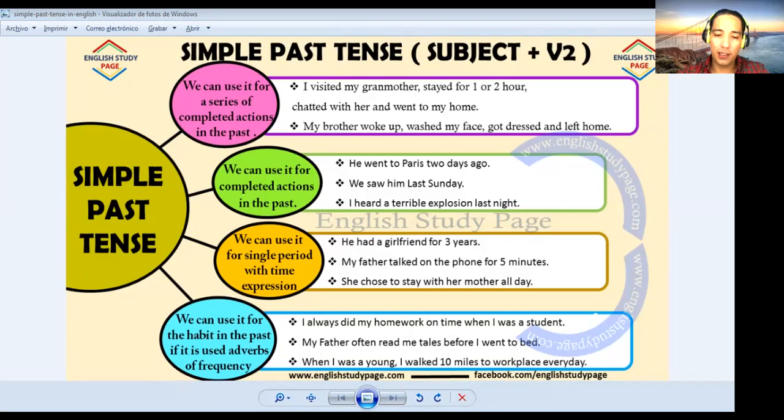I always did my homework on time when I was a student. Siempre hice mi tarea a tiempo cuando era un estudiante. My father often read me tales before I went to bed. Ojo con esto, read tiene la misma escritura, pero es pasado, es un verbo irregular. Es read, como el color. Mi padre usualmente me leía cuentos antes de irme a la cama. When I was young, I walked 10 miles to my workplace every day. Cuando era joven, caminaba a mi lugar de trabajo 10 millas todos los días.